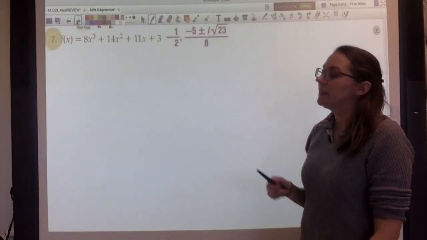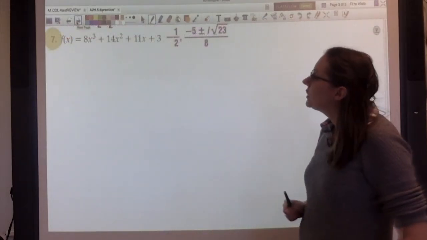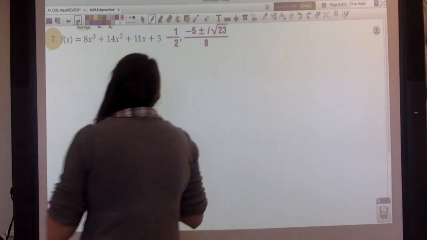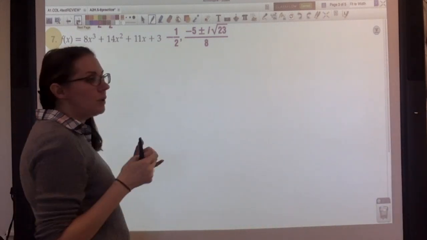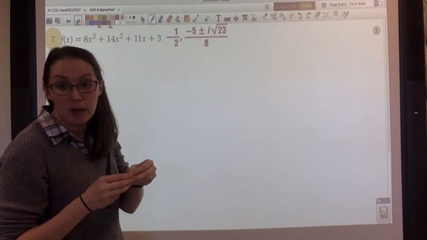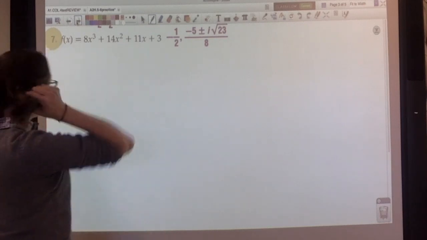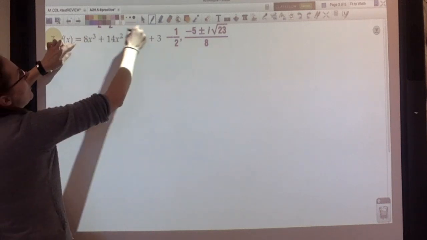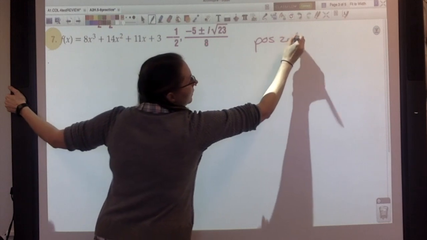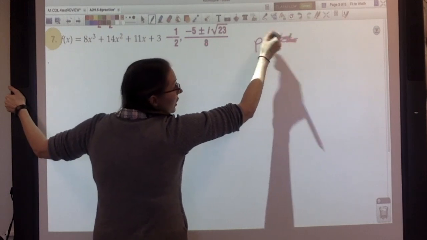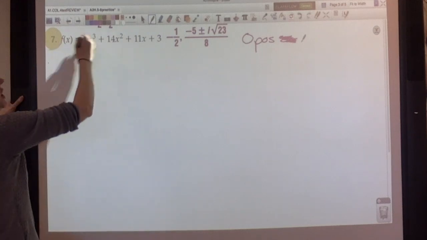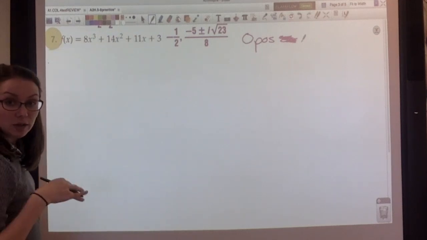I'm going to start by looking at 7. We have 8x to the third plus 14x squared plus 11x plus 3. I should start off by either doing the rational zero theorem or Descartes' rule of signs. I need to use both. It doesn't matter which one I start with, okay? So I'm going to start with the rule of signs. All of these are positive. So my positive zeros, there's none of them. I don't even need to write positive 0. There's going to be none, because there's no sign changes, okay?